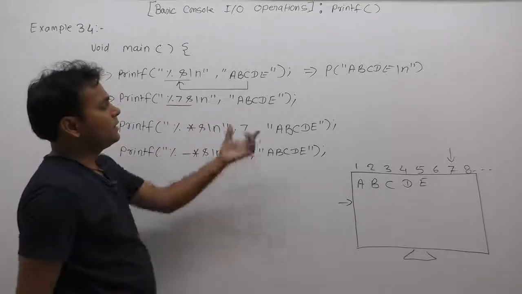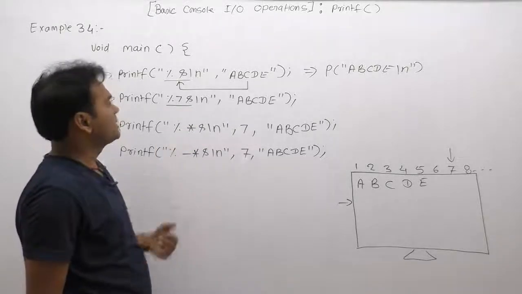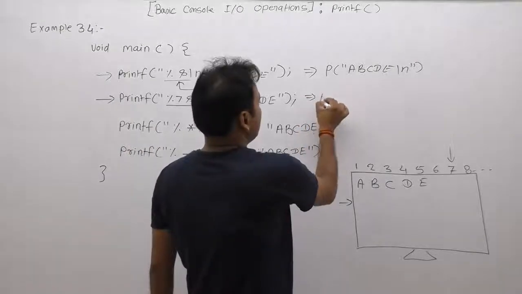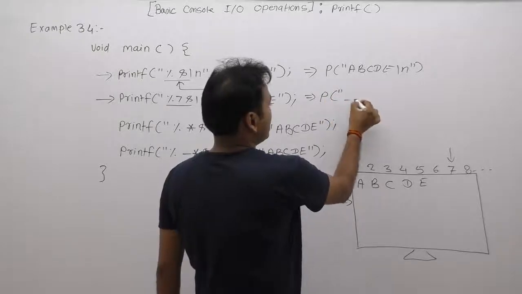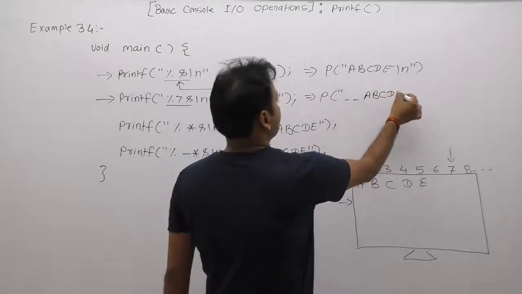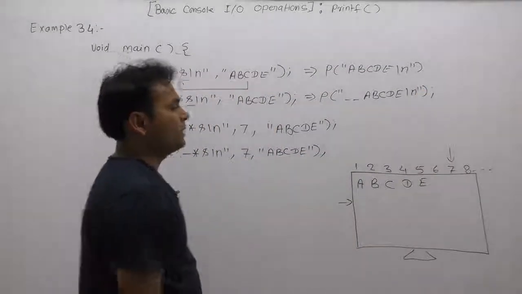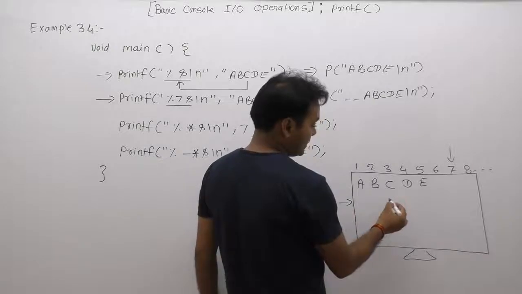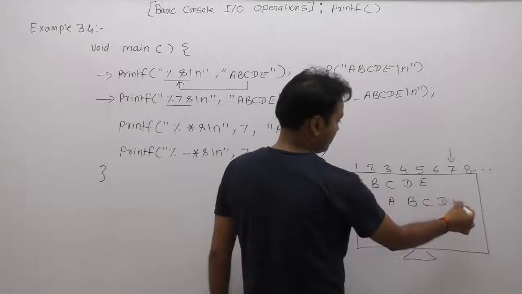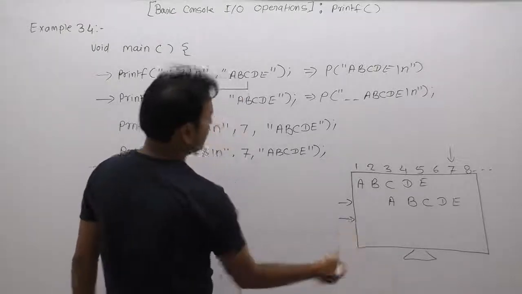What is the conversion form? %s is replaced by the given string. But here the width value is 7, therefore 2 extra spaces will be padded at the beginning of the string. Meaning in that case, printf, space which is not visible, and a b c d e, then slash n. This is the second printf. In that case, the message is displayed as space a b c d e, and finally slash n. According to slash n, the cursor will be shifted to the next line.